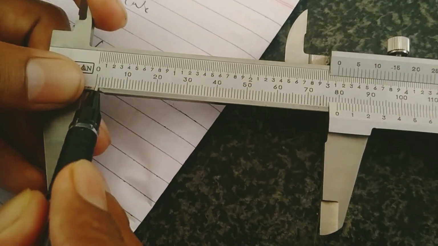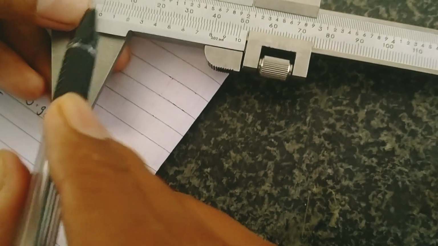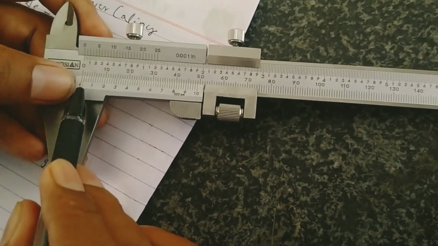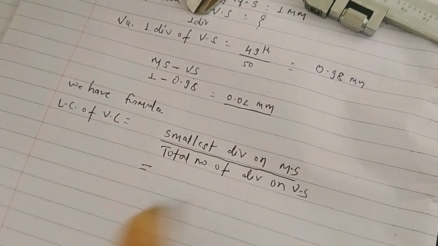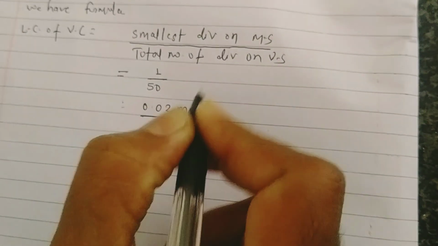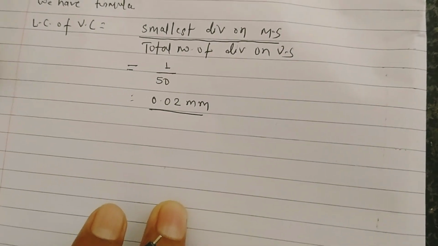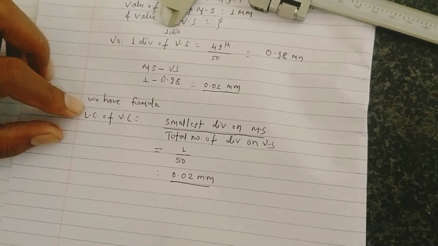0 to 1, this is the smallest division, and the total number of divisions on the vernier scale is 50. 5 into 10, 50. So we put in this formula 1 by 50, and we get 0.02 mm. So in these two ways we can calculate the value of the least count.